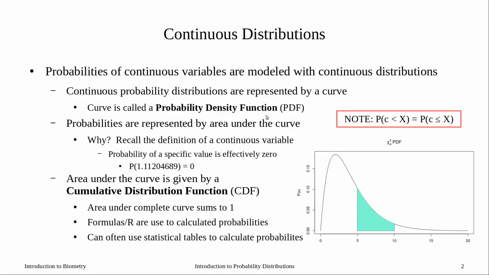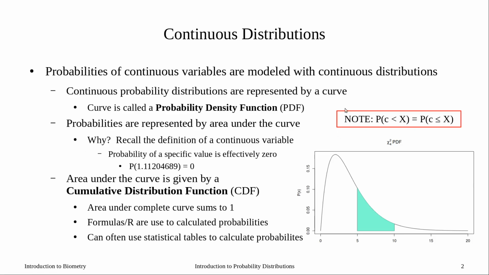Now, we can take this probability density function and figure out the area under the curve, but others have done that for us and have given us that equation called the cumulative distribution function. So this cumulative distribution function actually gives us that area under the curve. Now, the total area under the curve has to sum to 1 because that is all of our possibilities. We can use the equations to actually calculate this area under the curve, or we can use R. Alternatively, if we don't have the formulas, or if the formulas are too complex, we can go to tables, statistical tables, to obtain our probabilities.